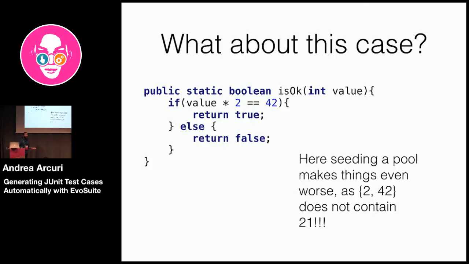Actually, using CD makes things even worse. It actually was a bad idea. Because here, in my pool, when I look at the bytecode of this function, there is the value 2 and 42. But the solution is 21. So every time that I sample from this pool, I go nowhere. It's actually worse. At least if I sample completely at random, I have a probability of 1 out of 4 billion to actually get it. But if I sample from the pool, it's completely pointless. You will never get it.